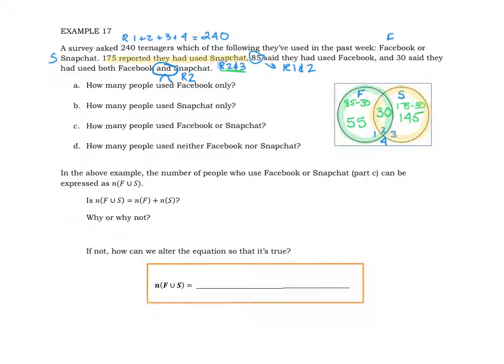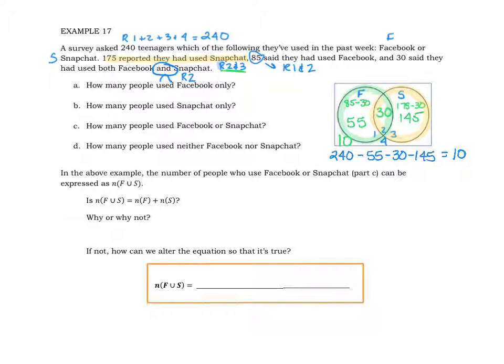So I have regions 1, 2, and 3 figured out. The last thing I need to do is figure out region 4. I know what the total would be, and now I just have to subtract the 55, the 30, and the 145, and that will give me 10. So the cardinality of region 4 is 10.